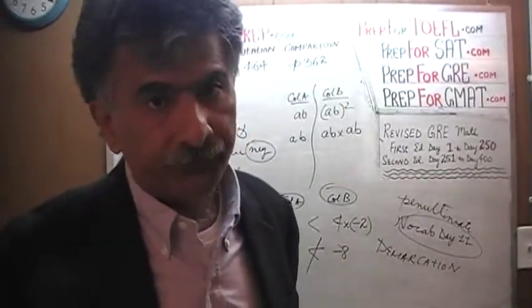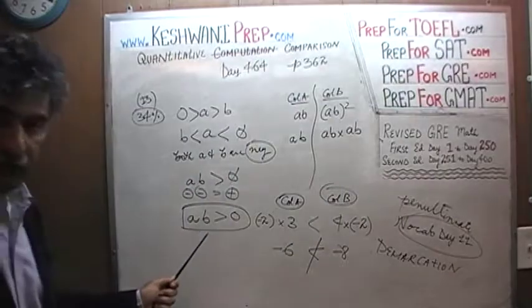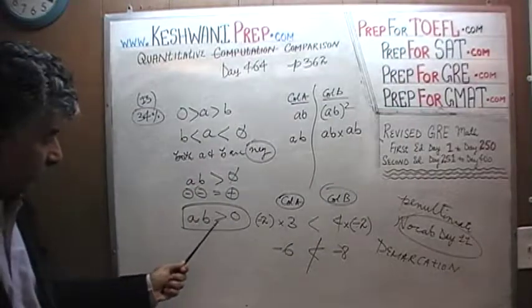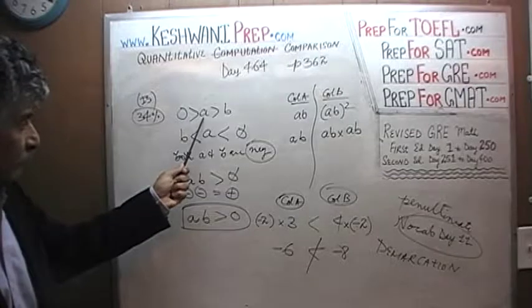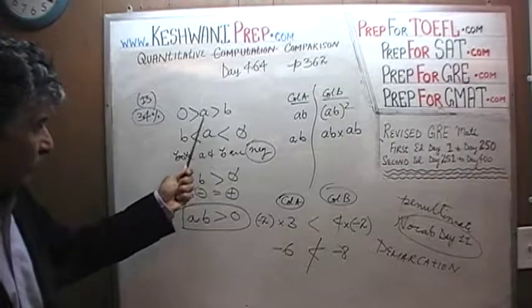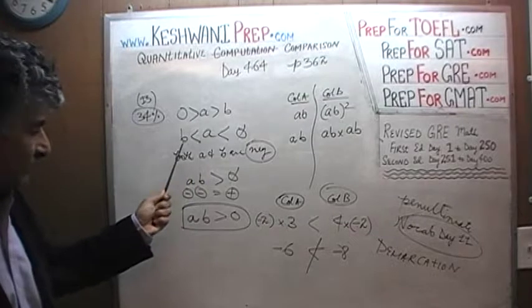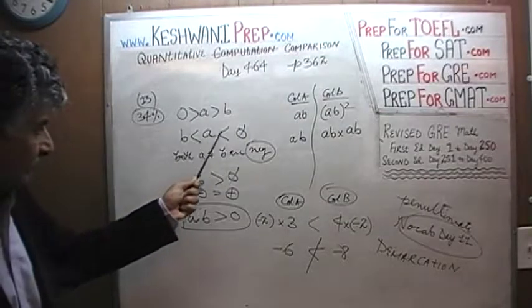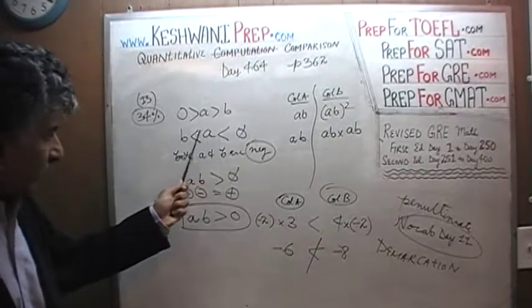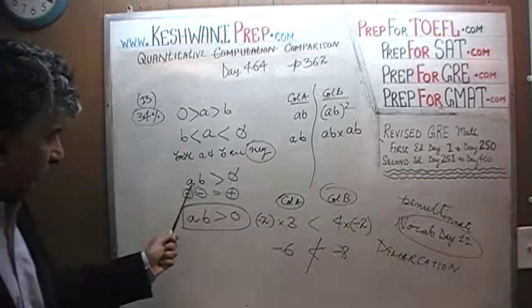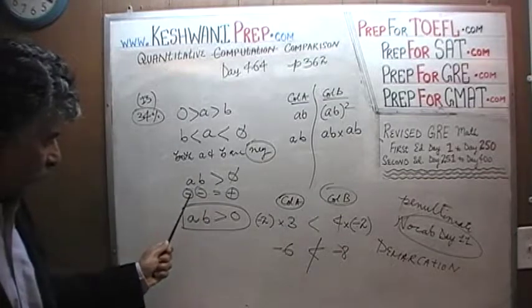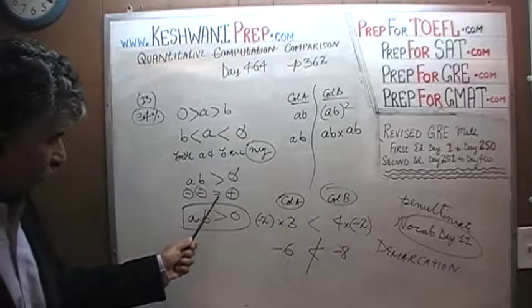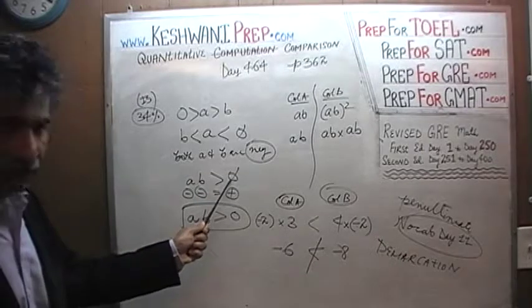We cannot do that. But we already know that A times B is positive. 0 is more than A, which means A is less than 0, and A is more than B, which means B is less than A. B is less than A, and A is less than 0, which means both A and B are negative. If both A and B are negative, then A times B has to be negative times negative, which is going to equal some positive quantity, which is more than 0.